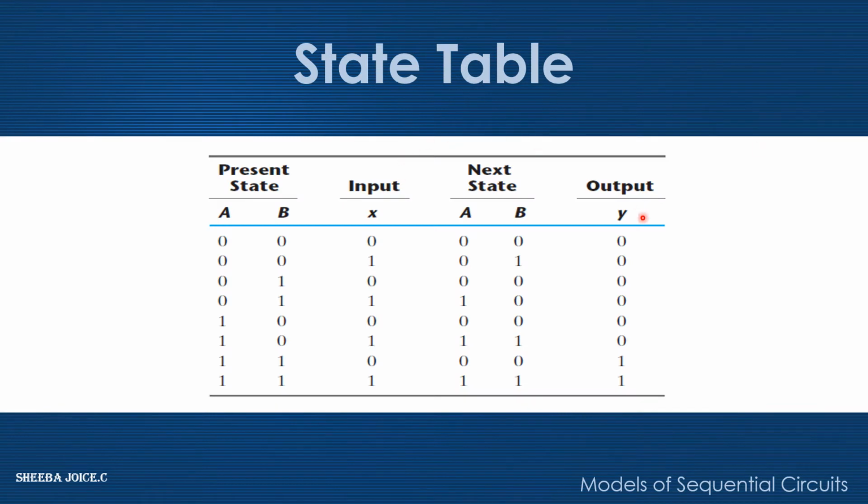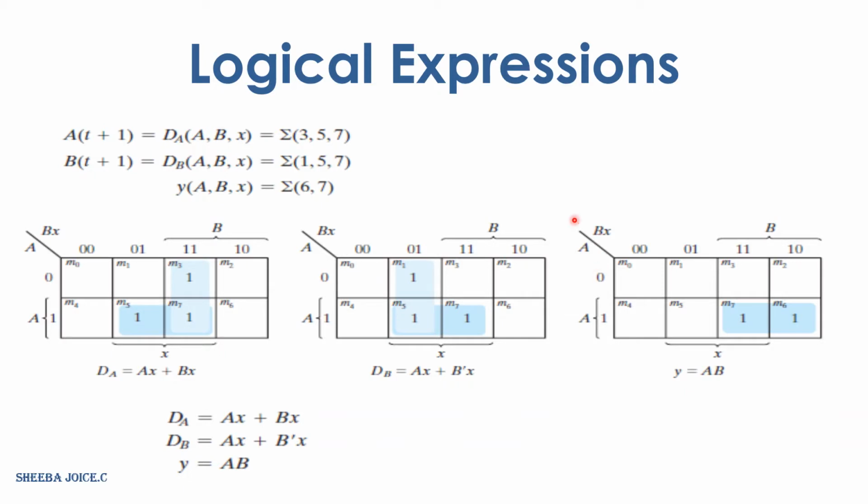So this is a state table. Based on the state diagram, we can draw the state table. And we can use a D flip-flop, and for this D flip-flop, from the K-map, we can derive the expressions for DA, DB and the output Y. DA is obtained as AX plus BX, DB is obtained as AX plus B complement X, and Y equals AB.